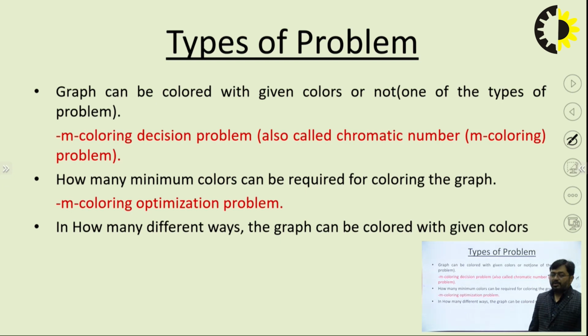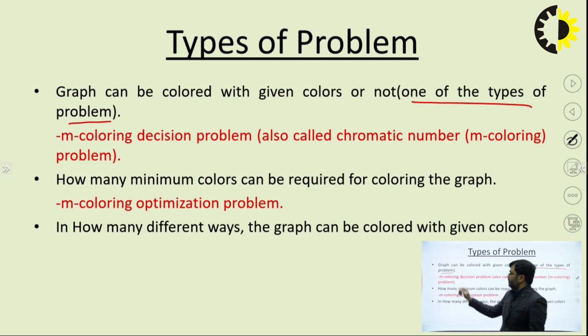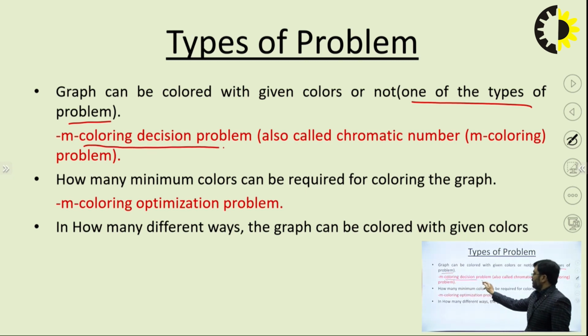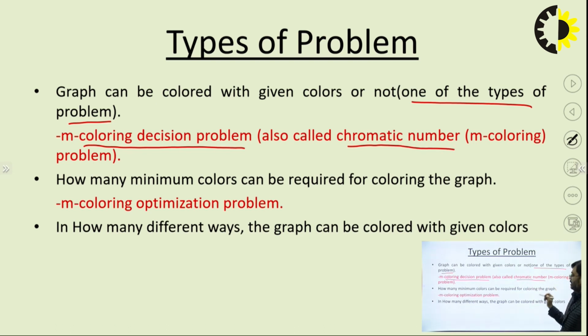Next, the types of problems on the basis of these two questions. The graph can be colored with the given colors or not. If there are m colors given, then can the graph be colored with m number of colors or not? That is one of the types of problem which comes under the m coloring decision problem. This is the type of problem in graph coloring, the m coloring decision problem, also called the chromatic number or m color problem. This is the first type of problem.